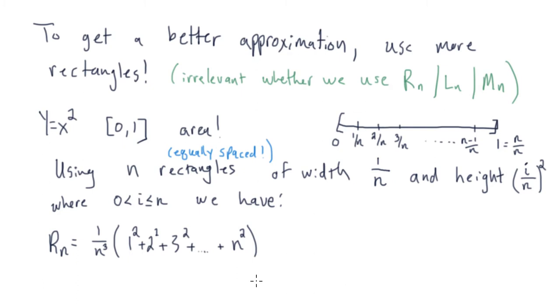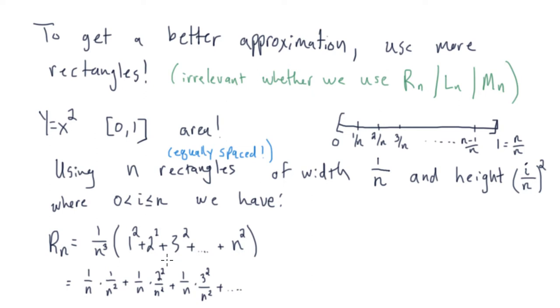Okay, so all I did, really, if I expand all this out, what I'm saying is this is 1 over n times 1 over n squared, plus 1 over n times 2 squared over n squared, plus 1 over n times 3 squared over n squared. Okay, that's the same thing.